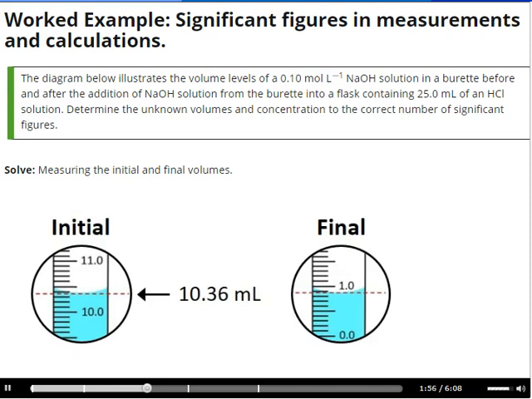In this second diagram, the volume, again measured at the bottom of the meniscus, is highlighted with a red dotted line. This line indicates that the volume is between the 0.80 and 0.90 milliliter markings on the burette, so the first decimal place in the final volume is 8. To determine the second decimal place, we will estimate the position of the bottom of the meniscus in relation to each of these markings. The dotted line appears to be just below the 0.90 milliliter marking, so we will estimate the final volume to be 0.89 milliliters.